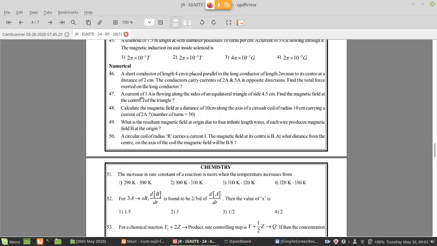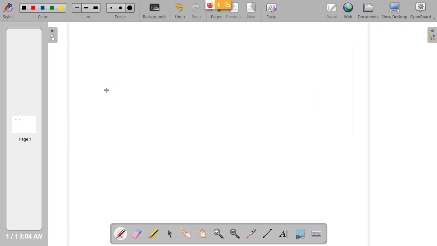47th is: a current of 1 ampere is flowing along the sides of an equilateral triangle of side 4.5 centimeter. Find the magnetic field at the centroid of the triangle. So we have an equilateral triangle. The current is given. It is flowing in a loop. At the centroid, what is the magnetic field?